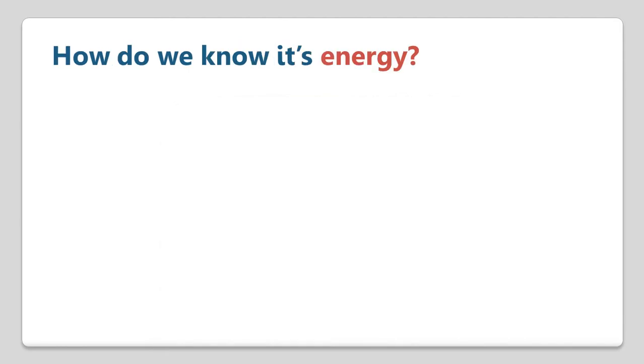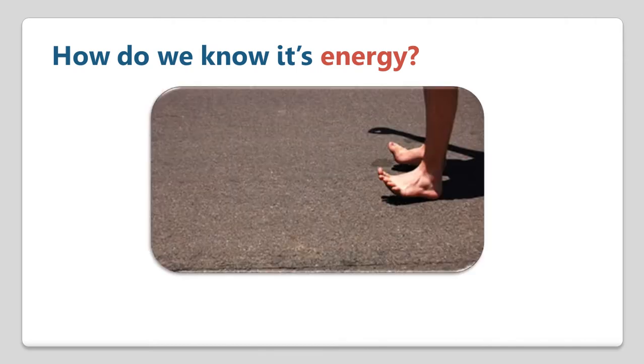So how do we know it's energy? A big hint is that it can be transformed into other forms of energy. For example, have you ever noticed that road pavement gets extremely hot on a warm sunny day? But it cools off if clouds shield it from the sun. What this tells us is that the light energy from the sun is being absorbed by the pavement, causing it to gain heat, or thermal energy.